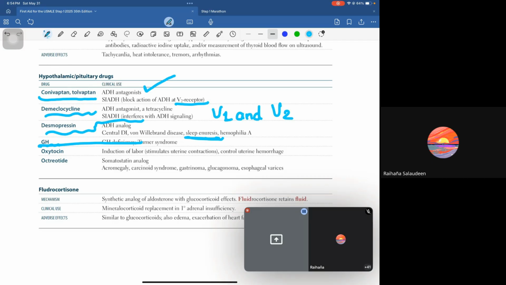Now, two other things where desmopressin can be used are von Willebrand disease and hemophilia. Why?